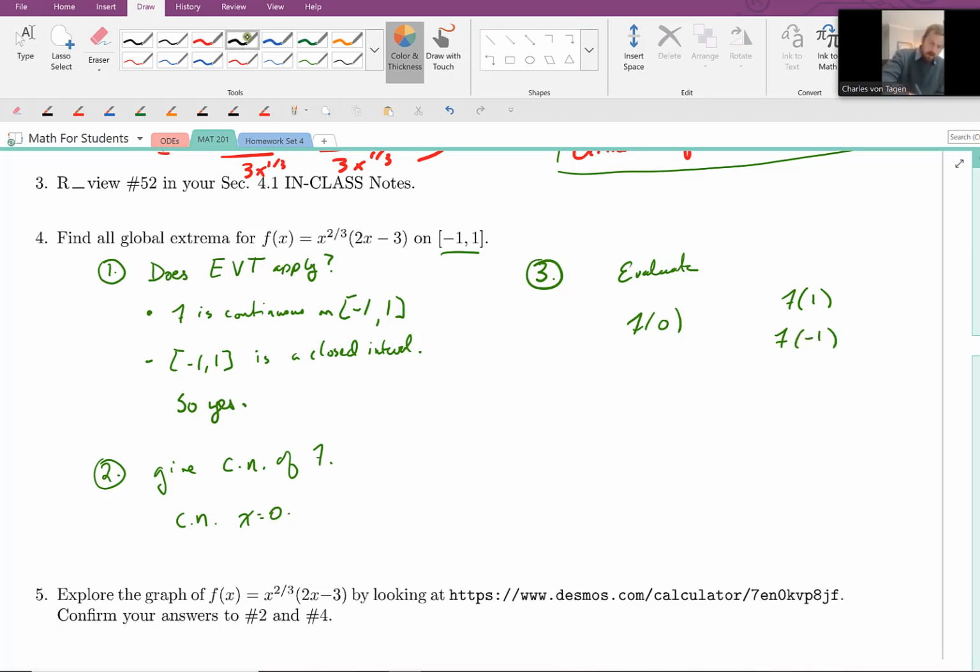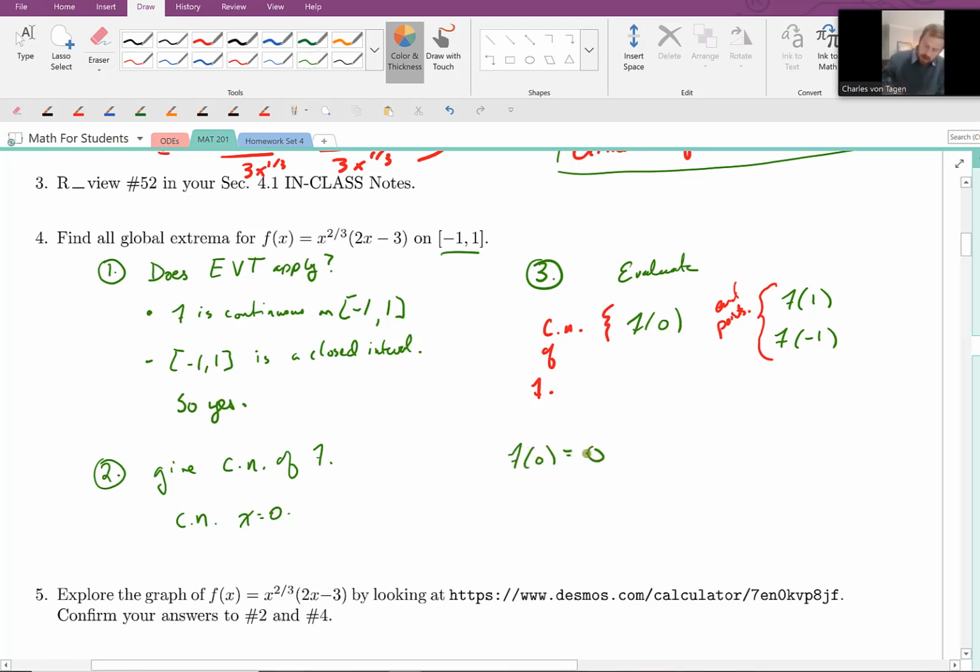Now careful, why are we evaluating f of 0? Because it's a critical number of f. That's why we're plugging 0 into the function, to see what its corresponding y value is. Why are we plugging in 1 and negative 1 into this function? Because we're checking to see what the value is at the endpoints. Careful, folks, when you do all this work for critical numbers, it's sometimes easy to forget that you also have to check your endpoints. Okay, so let's go ahead and plug 0 into this function.